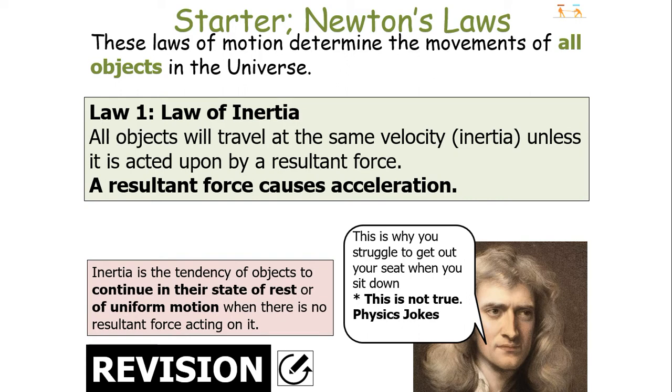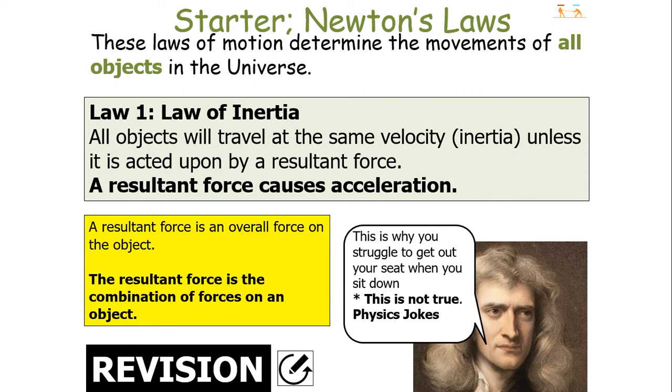Now, inertia is the tendency of objects to continue in their state of rest or of uniform motion when there's no resultant force acting upon them. So if an object is moving in a particular direction, it will continue to move at the same speed in the same direction if no resultant force acts upon it. That is inertia. So that's a very important idea, that objects wish to remain at the same velocity unless a resultant force acts upon them.